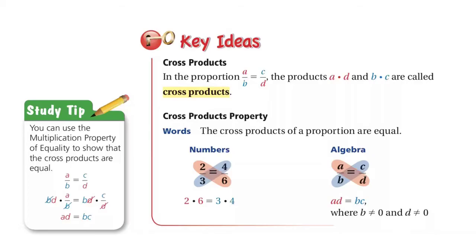And the cross products property says that if the two fractions are equal, then the cross products must be equal. So let's look down where it says numbers. 2/3 equals 4/6. We know that. But if you look at the cross products, 2 times 6 equals 12. And the other cross product, 3 times 4, equals 12. So if you can multiply the cross products and they are equal, then the two ratios do form a proportion.